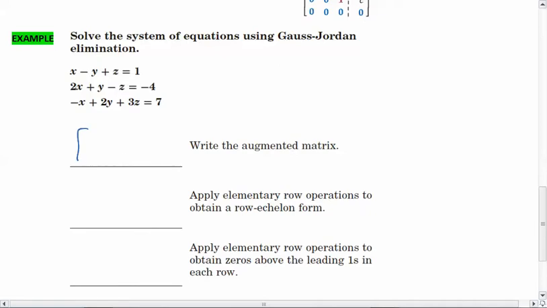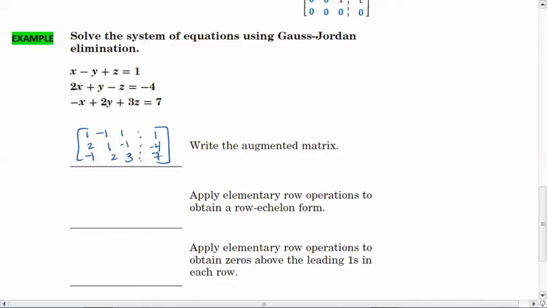So we're just going to fill all that in, make sure everything is in order. We have 1, negative 1, 1, dotted line, 1. Then we have 2, 1, negative 1, negative 4, negative 1, 2, 3, and 7.